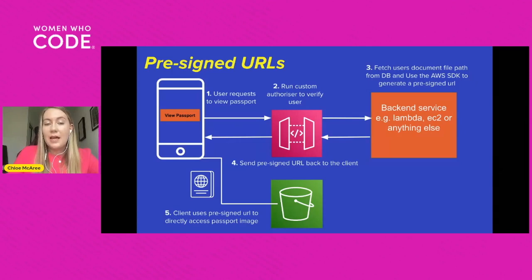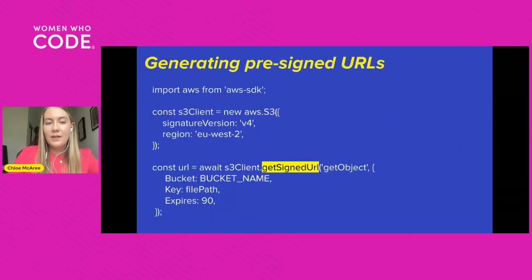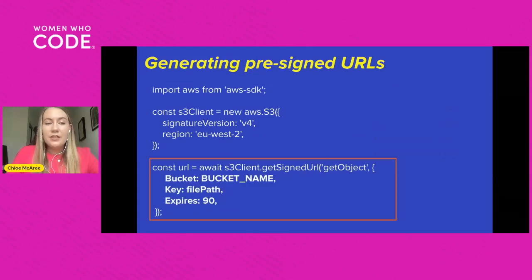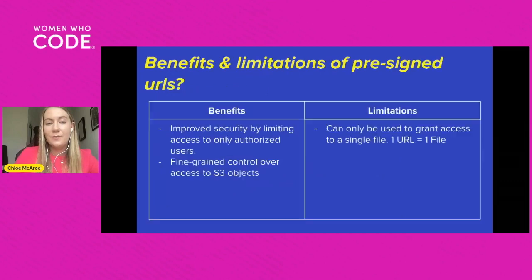This flow can be used not only for fetching files, but it can actually be used for uploading files securely to S3 as well. So in the code snippet above, I am using the SDK's getSignedURL function, and you can just see that I am passing in the S3 bucket name, the file path of the resource that we want to access, and also the expiry time. So when using pre-signed URLs, S3 will check the expiration date and time of the signed URL at the time the HTTP request is made.